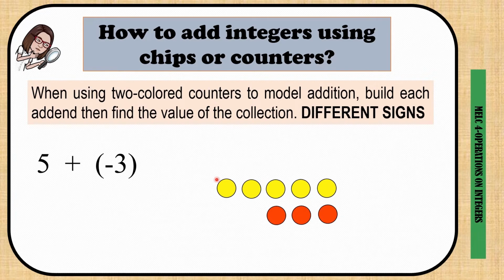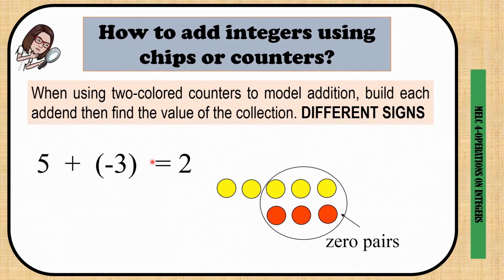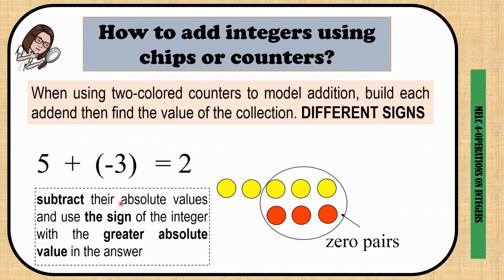So when they have different signs, just simply remove the same number of chips that are opposite. You can cancel those, so we can remove these 3 pairs. The remaining is just 2 yellow chips, and therefore our answer here is positive 2, knowing that this will become zeros. So subtract their absolute values. This is the rule that you have to remember, and use the sign of the integer with the greater absolute value in the answer.